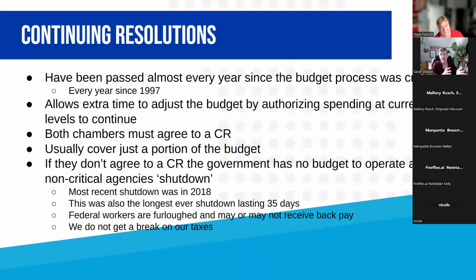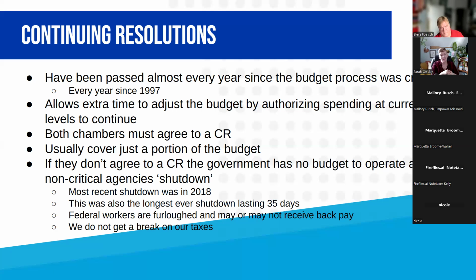It starts with non-critical agencies that will shut down. We can remember this happened in 2018. That was also the longest government shutdown in history. It was 35 days long where we didn't have any federal agencies. If you'll remember, national parks were closed, federal buildings were closed, all sorts of programs just didn't function. Many federal workers are furloughed.